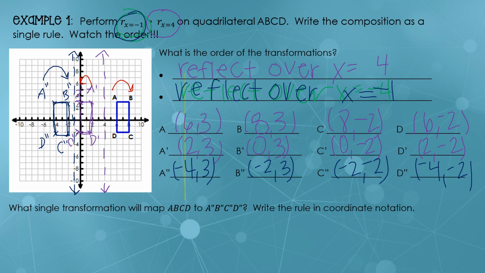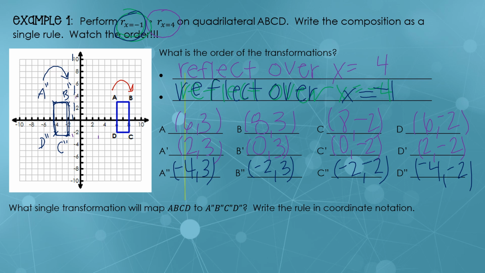So what I want you to think about is, ignore the middle ground. I'm going to erase it so that you guys can see it. How could you get from A, B, C, D directly to A double prime, B double prime, C double prime, D double prime? The orientation is the same, so that leaves out a reflection.